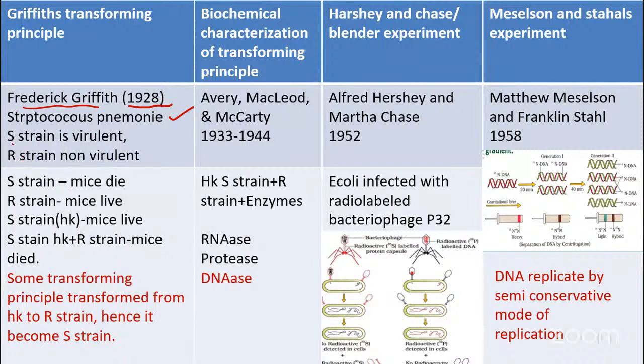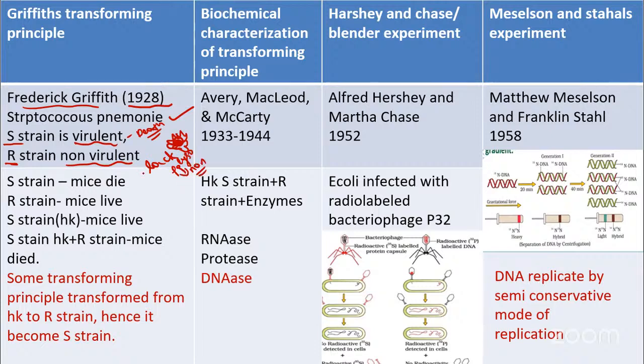One is the S strain. The S strain has a polysaccharide coating. For example, this is a bacteria, and this bacteria has the polysaccharide coating. So that's why it is called virulent. It will cause death. Then coming to the R strain, that is non-virulent. It lacks the polysaccharide coat, and it is non-virulent.